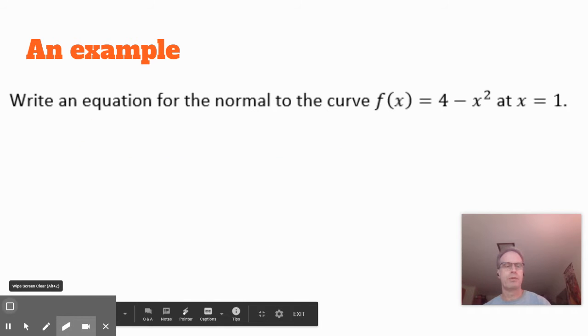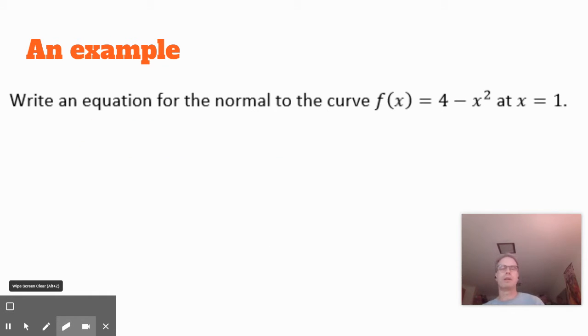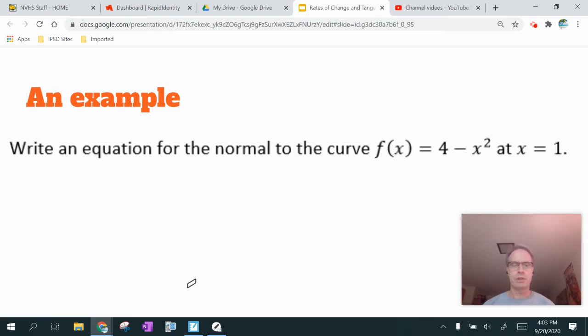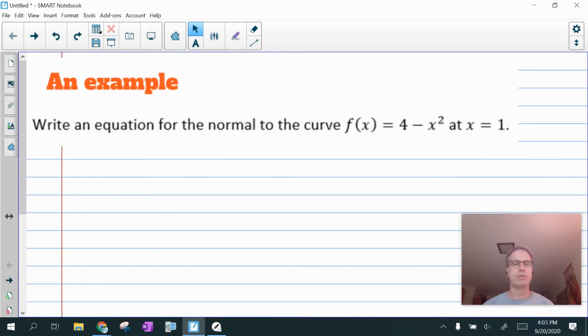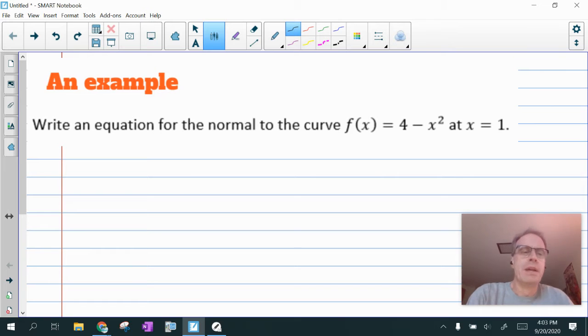What I am looking for is a way to write an equation for the normal line to the given curve, f of x equals 4 minus x squared at x equals 1. And because the pen features on this particular software are not as good, I'm going to switch out and go into smart stuff. So let's get going on this. It says find the equation for a line that is normal to the curve.